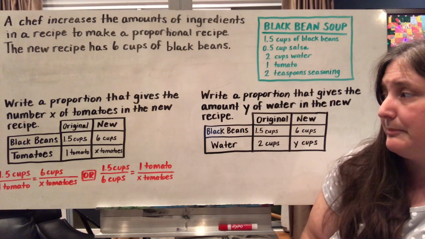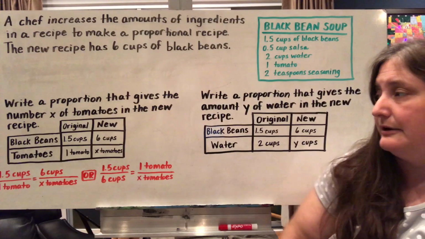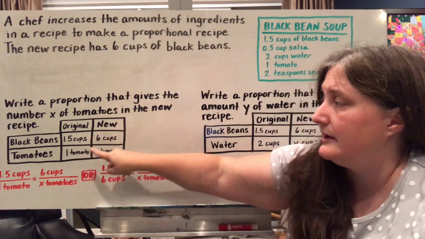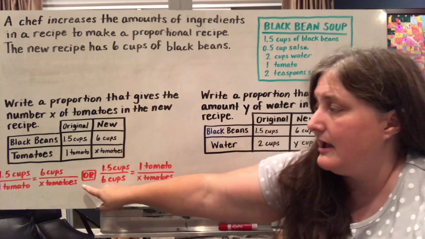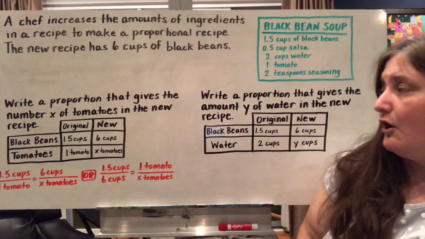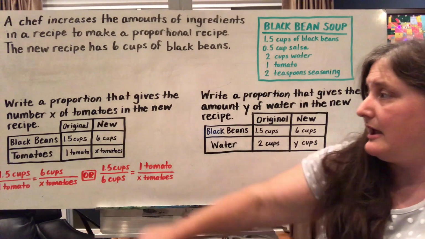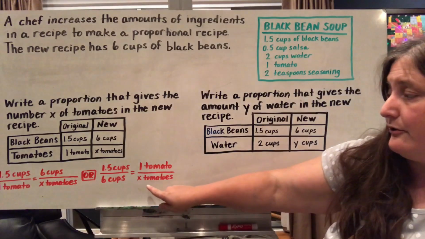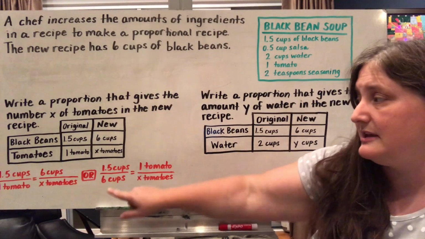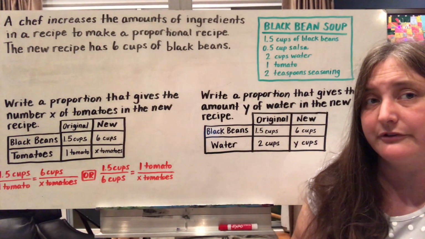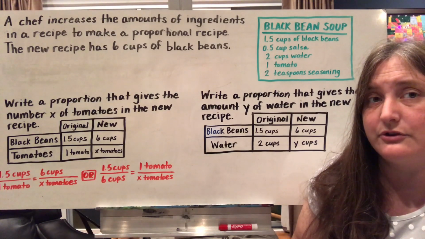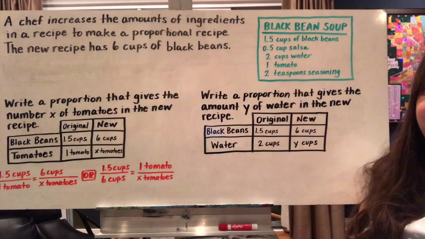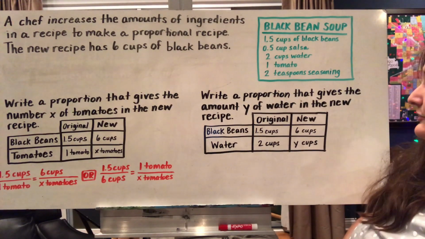I can either do a proportion using my columns, so I can compare 1.5 to 1 and 6 to X and use that to solve for X, or I can use my rows and compare the amounts of black beans, 1.5 to 6, and tomatoes, 1 to X. I can use either of these proportions to solve for the number of tomatoes that I'm going to use in the new recipe. Let's try to set up a proportion that gives us the amount of water we're going to use in the new recipe.